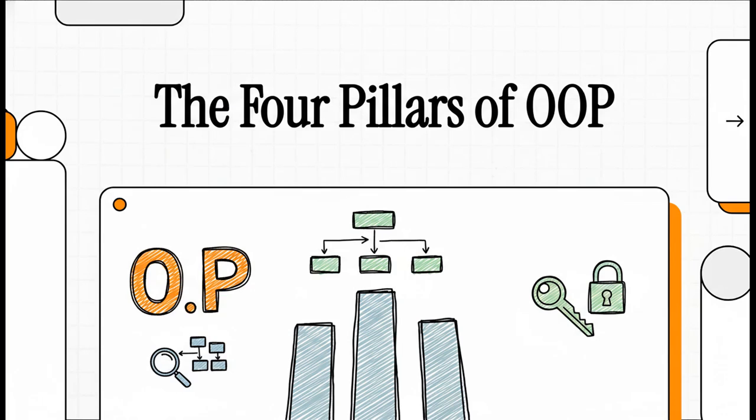Hey everyone, and welcome. If you're just starting out with Java, you've almost certainly heard people talk about Object-Oriented Programming, or OOP. Now that might sound super complicated, but trust me, it's really just a very clever way to organize your code. Today, we're going to break down the four main ideas that make it all work. So, let's get into it.